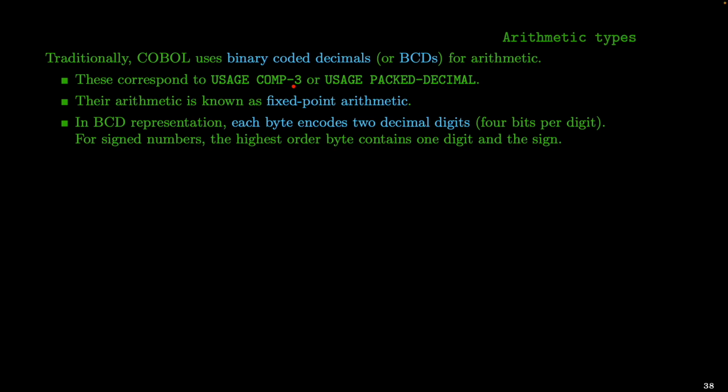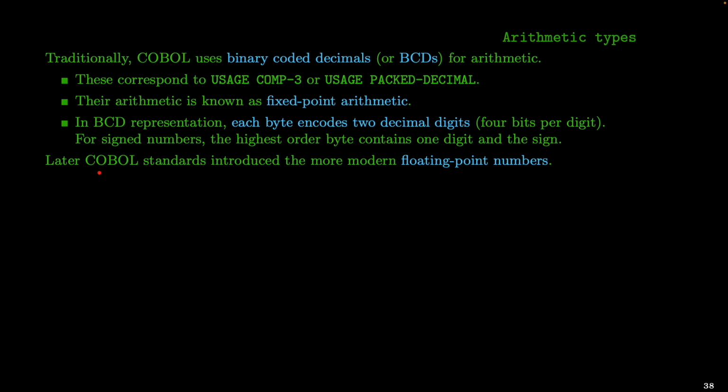The arithmetic used for these is known as fixed point arithmetic. And in this representation, each byte encodes 2 decimal digits. So we have 4 bits per digit. And for signed numbers, the highest order byte contains 1 digit and the sign. So we use 4 bits just to represent the sign of such a number.